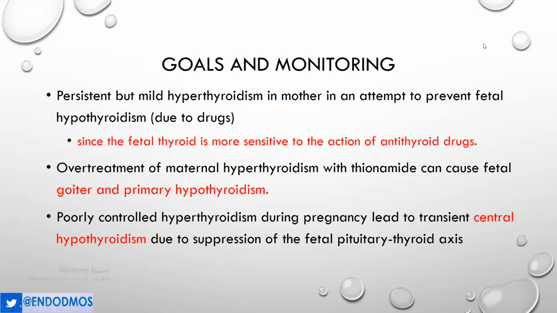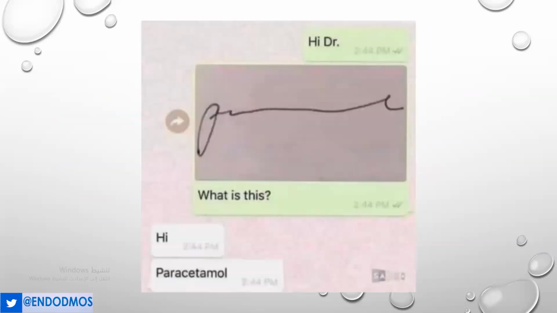The goal in monitoring is persistent but mild hyperthyroidism in the mother, in an attempt to prevent fetal hypothyroidism due to drugs, since the fetal thyroid is more sensitive to the action of antithyroid drugs. Overtreatment of maternal hyperthyroidism with thionamide can cause fetal goiter and primary hypothyroidism. Poorly controlled hyperthyroidism during pregnancy leads to transient central hypothyroidism due to suppression of the fetal pituitary-thyroid axis.